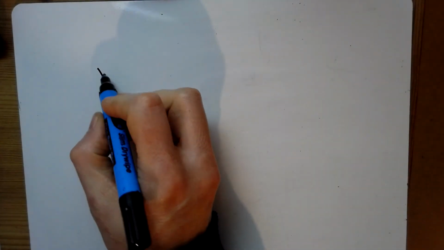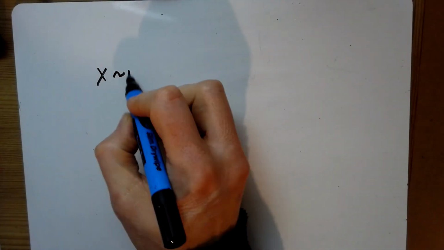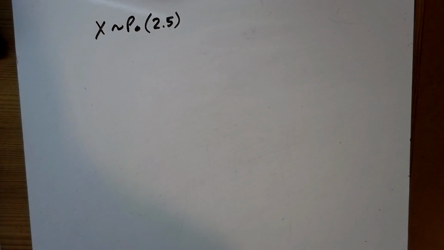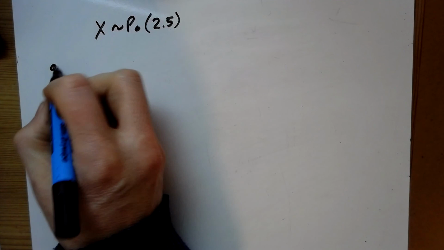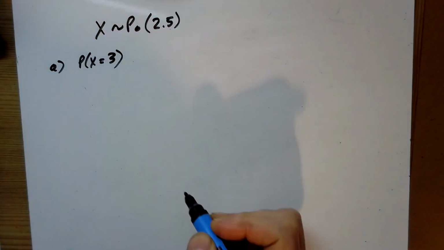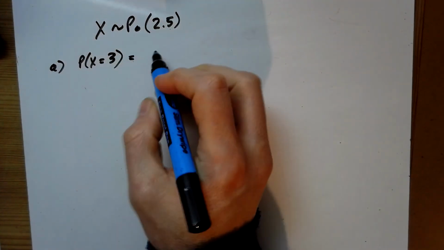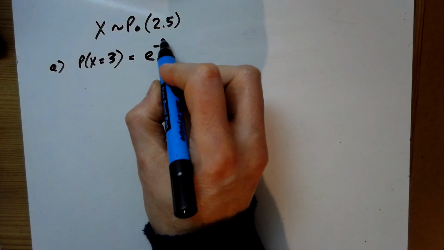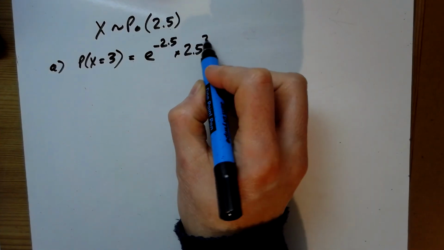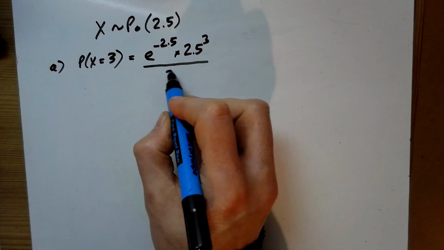Question 1 of exercise 2A is talking about a Poisson distribution, and the Poisson distribution's got a mean of 2.5. So we write X is a Poisson 2.5 to begin with, and part A just asks us to find the probability that X is equal to 3. And there's a formula for that. The formula is e to the minus lambda times lambda to the x over x factorial.